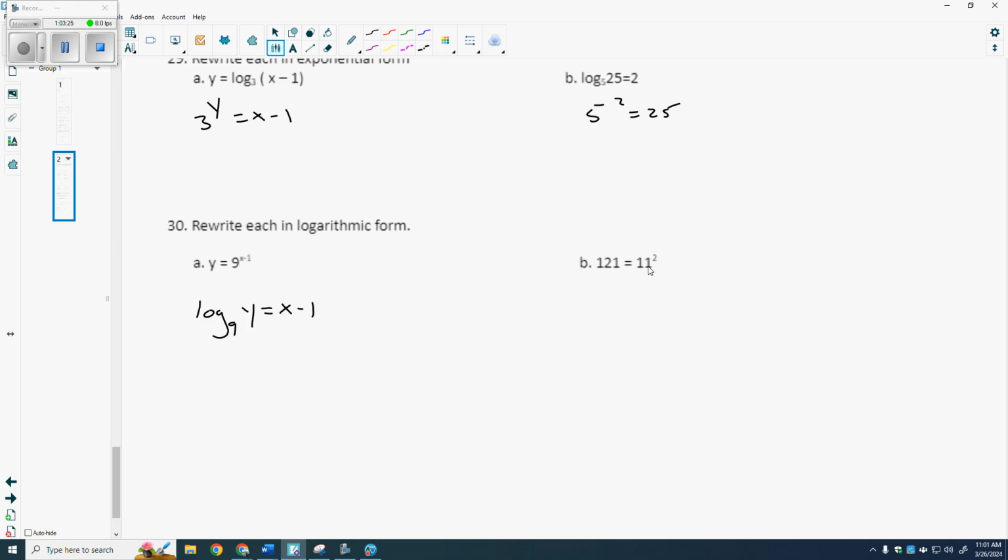Okay. The base of my log is the base of my exponential. 11 goes down here. The answer to my log is my exponent, and this is 121. Okay, that got long. Hopefully it helped. Good luck.